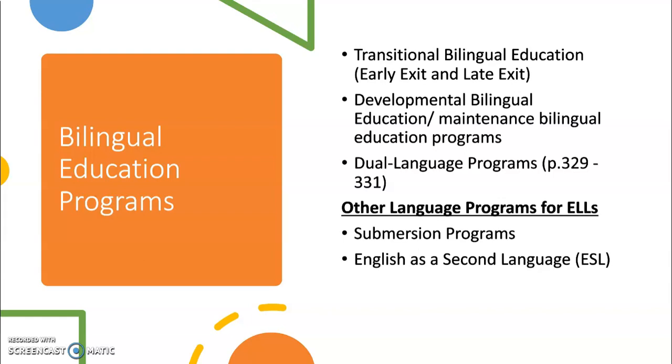So now I'll go over the 3 bilingual programs covered in the text. First is transitional bilingual education. The primary goal is to assimilate students into American society and to teach them English. Early exit refers to situations in which students have instruction for a maximum of 2 years. They use their home language for the first year part-time, and English is used for the other portion.